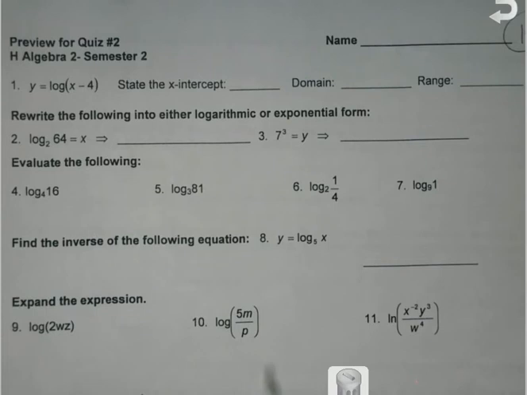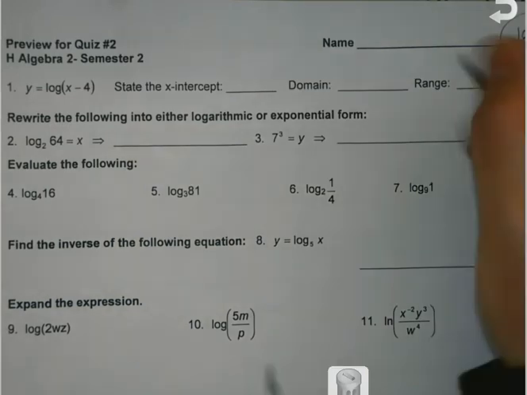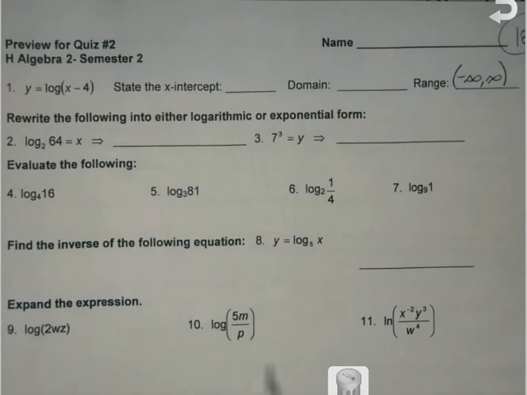Okay, first we've got a logarithm and we're wanting to figure out what the x-intercept is, the domain, and range. Now remember, when we're doing logarithms, I can look at a picture, but before I ever do, there should be a couple of things I just know off the top of my head. One of which is, when I have a logarithm, my range is always going to be negative infinity to infinity.